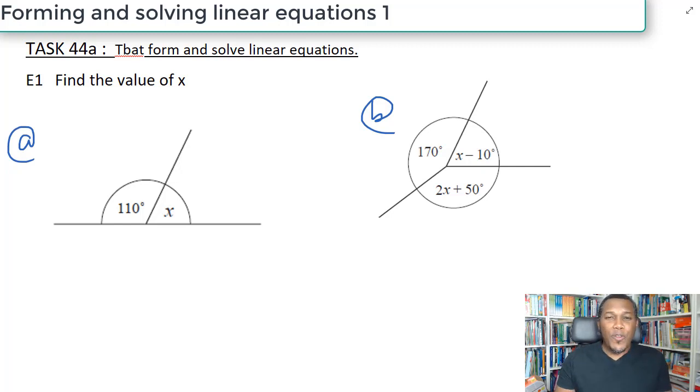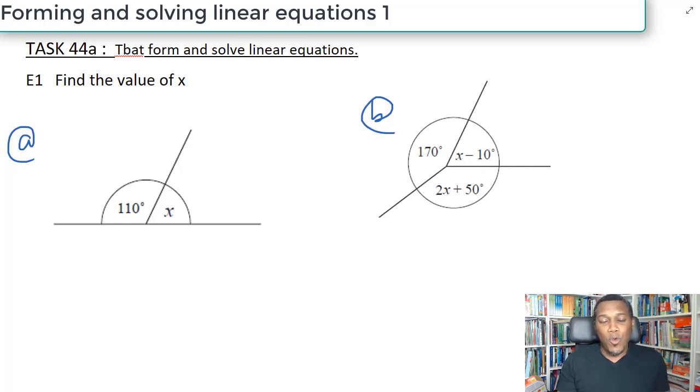This is task 44. So task 43 was a couple weeks ago. I produced that, and we want to build on that today. So we're going to look at forming and solving linear equations. And let's not forget how we get started. The first thing you want to do is get a date down, get a title, forming and solving linear equations. And more importantly, task 44, your task reference.